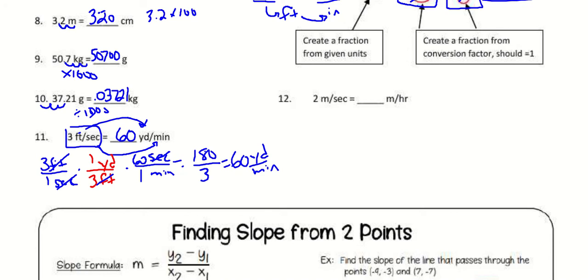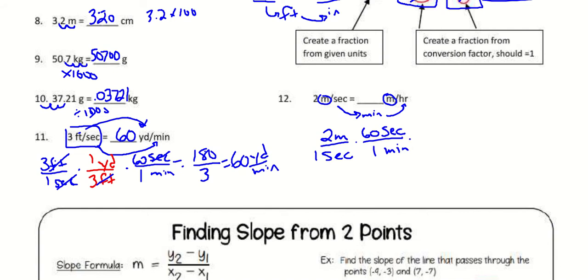Okay, we're going to do 2 meters per second into meters per hour. So meters is just going to stay the same, right? This doesn't change. So there's no conversion at the top. What I have to do is convert from seconds into minutes, and then minutes into hours. So 2 meters per 1 second. Okay, and I need to convert seconds into minutes. So seconds are going to go in the opposite spot to minutes, and there's 60 seconds in 1 minute.